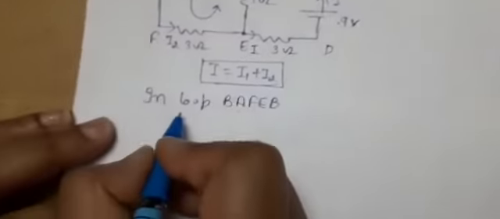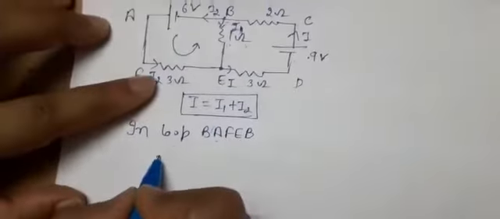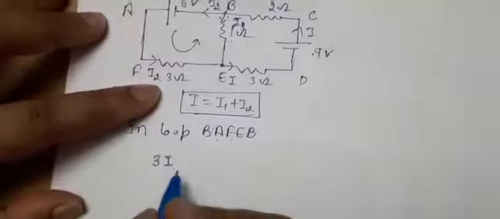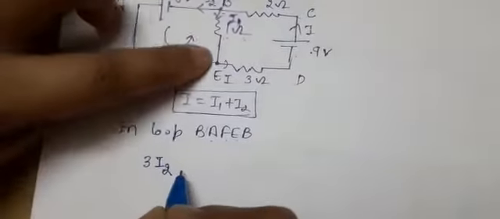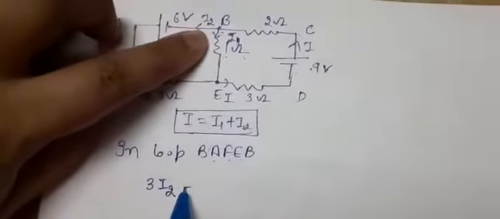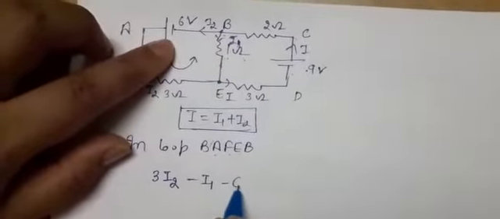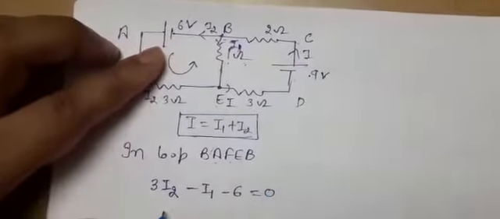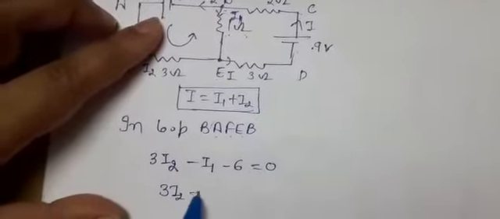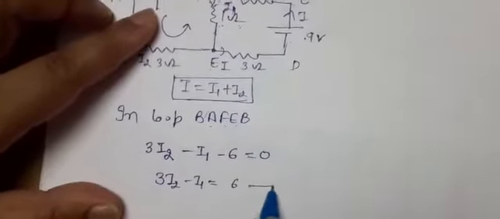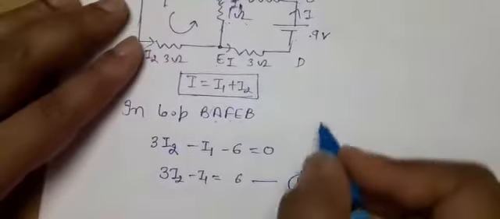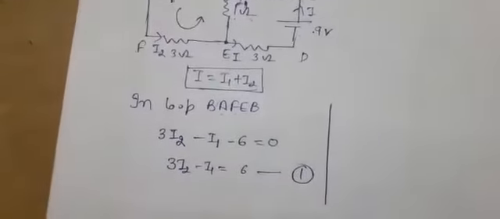Now across this loop, here you can see the current will be I2, 3I2. Here the direction of current is reversed, minus I1. Here the negative terminal of the cell is coming, so minus 6, this is equal to 0. So 3I2 minus I1 equals 6. Let it be equation 1.